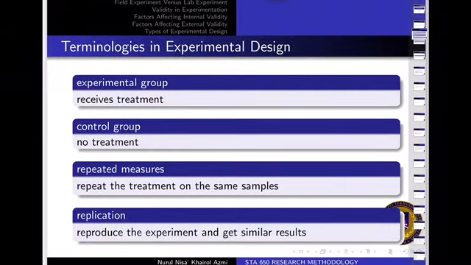Experimental group is the group that receives the treatment, whereas control group is the group where no treatment is given. Repeated measure, we repeat the treatment on the same samples, and then we read the output. Replication, reproduce the experiment and get a similar result. So this is some of the terminologies I hope that you are familiar with.